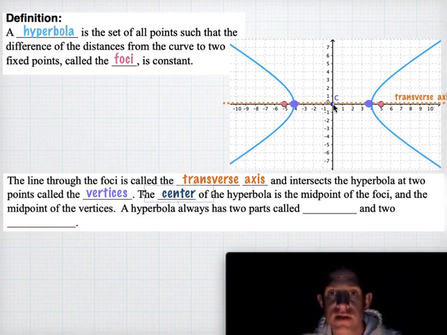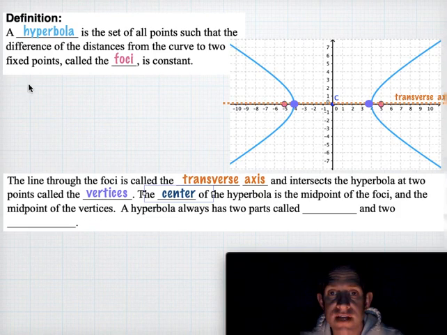Those are its vertices. The center of the hyperbola today will always be at (0, 0), but that could easily be shifted like we've seen before. And it's going to always be the midpoint of the focus points. And so if you know the focus points, you can find the center by taking their average. It's also the midpoint of the vertices. So if you know the vertices, the closest points, you can find the midpoint that way too.